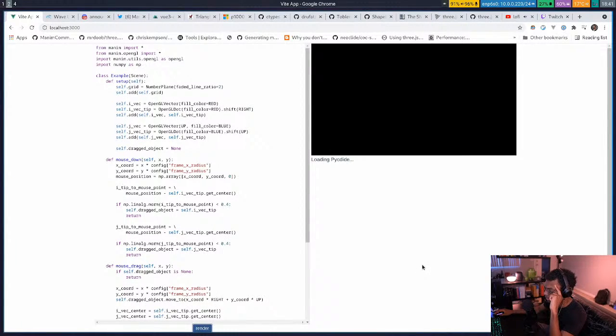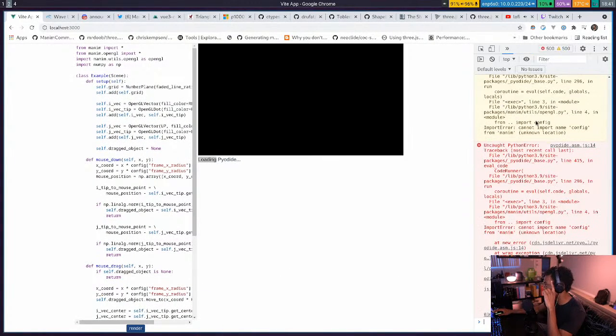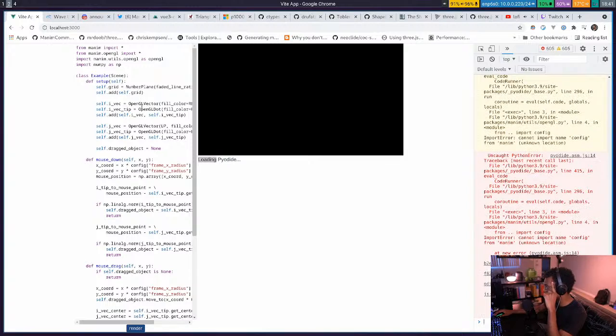I had a lot of fun working on this web app. Oh, I might have broken it already because I rendered before it was finished loading. It's not the most stable thing in the world. Yeah, I did break it. Okay.